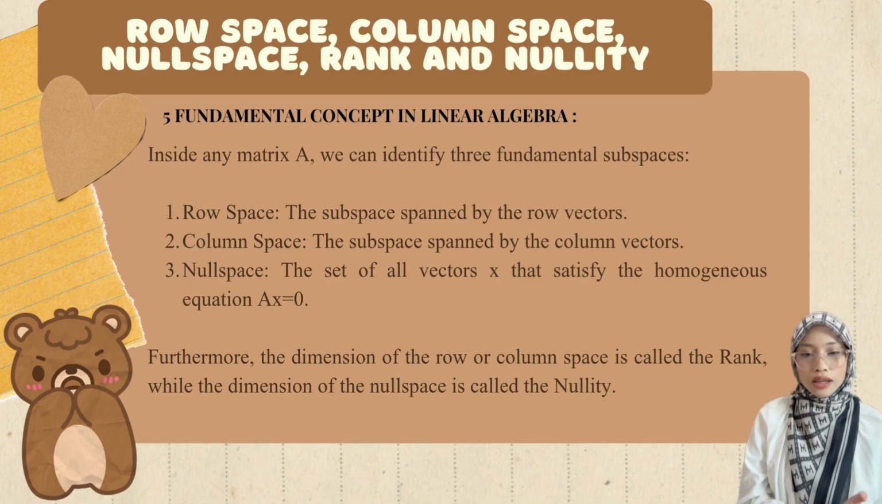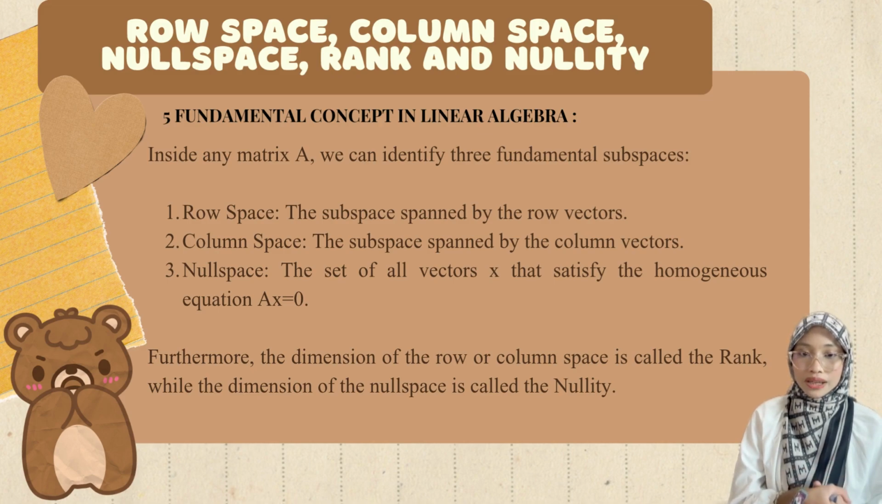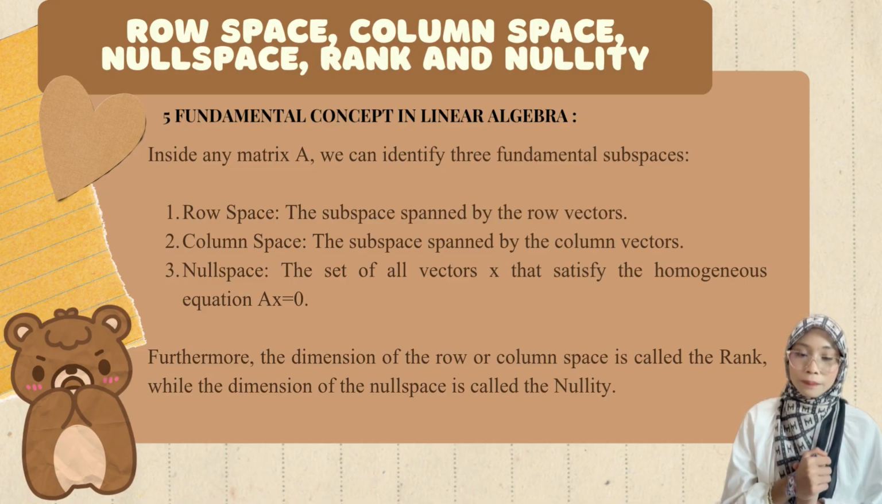Inside any matrix A, we can identify three fundamental subspaces. The row space is the subspace spanned by the row vectors. The column space is the subspace spanned by the column vectors. And the null space is the set of all vectors x that satisfy the homogeneous equation Ax equals 0. Furthermore, the dimension of the row or column space is called the rank, while the dimension of the null space is called the nullity. Let's look at an example to see how this connects.